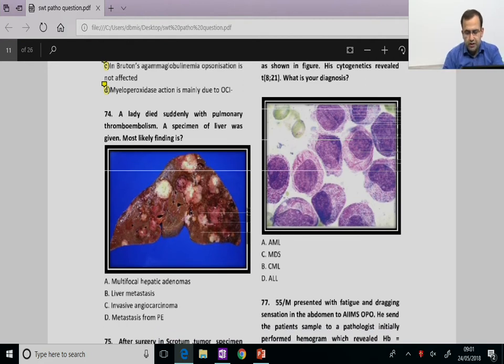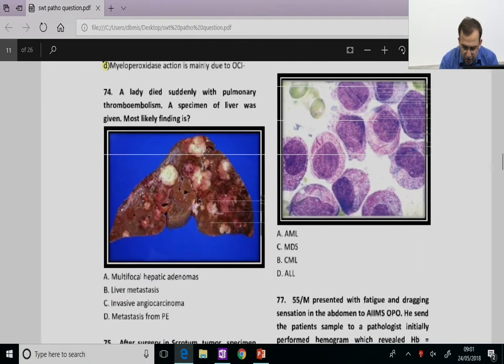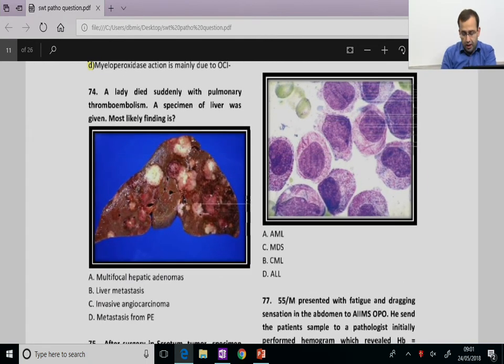Lady died with sudden pulmonary thromboembolism. Specimen of the liver is given. Most likely finding. This is an interesting question. I know the minute you saw this, the majority of you were thinking of the answer as liver metastasis. See, the most common malignancy of the liver is metastasis. Agreed. So what you see here are numerous metastases, but correlate the full question. Lady died with pulmonary thromboembolism.